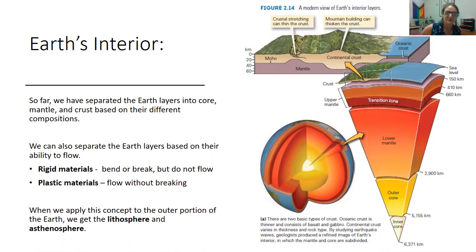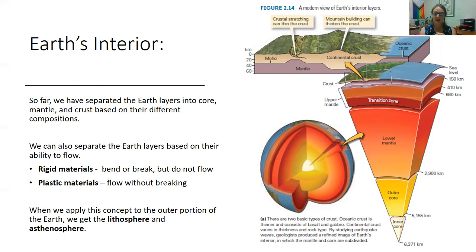Okay. So some material within the Earth is really rigid, right? Meaning that it bends or it breaks, it cracks, it behaves like a solid, right? It does not flow. And then other materials are more plastic, okay? They can still be a solid, but they're more likely to flow, bend without actually breaking or cracking. Okay, so this is how we divide the Earth based on its rigidity or its ability to flow.